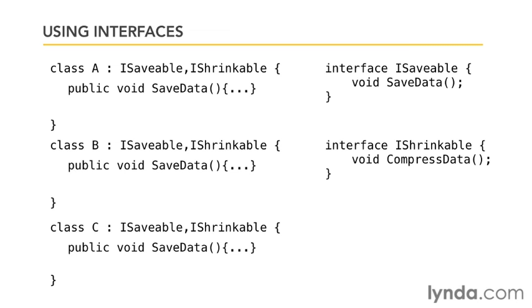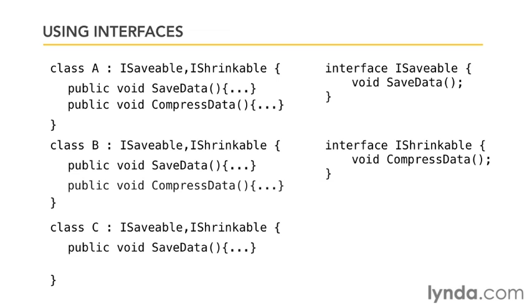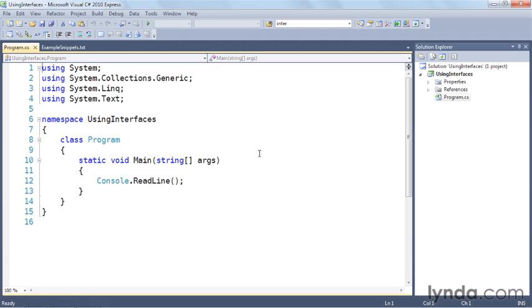Well, now each one of these classes has to have a function named saveData, and they all have to have a function named compressData as well. Now, if one of these classes decided not to have shrinkable or savable or whatever, they could choose not to implement the function. But if you say that you implement an interface, you have to implement the members of that interface. So let's take a look at this working in real code.